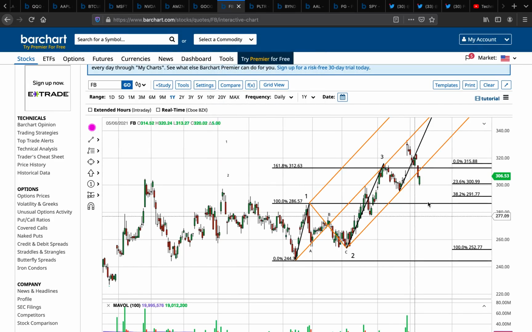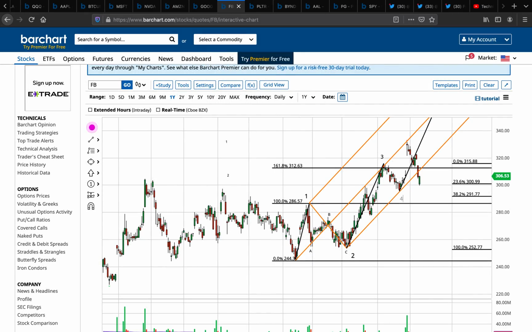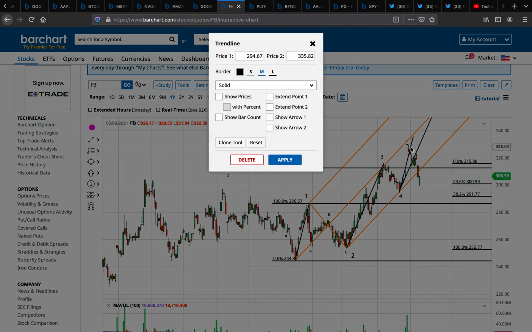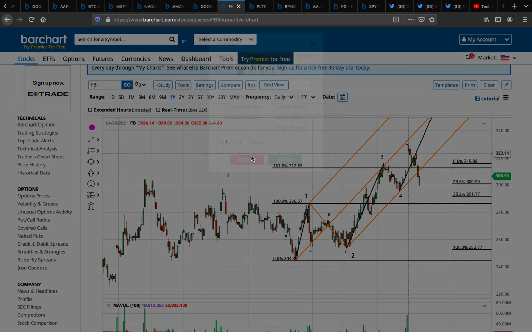We have a wave 4 correction between 291 and 300, and then the length of wave 1 placed at the wave 4 low gives Facebook's conservative wave 5 target. We haven't even reached Facebook's conservative wave 5 target. I think this is a big argument in favor of the bulls right now, that even in the most conservative count of Facebook, it's got to reach 335 to be the length of wave 1 placed at the wave 4 low. Okay, now let's talk about the more bullish count of Facebook.